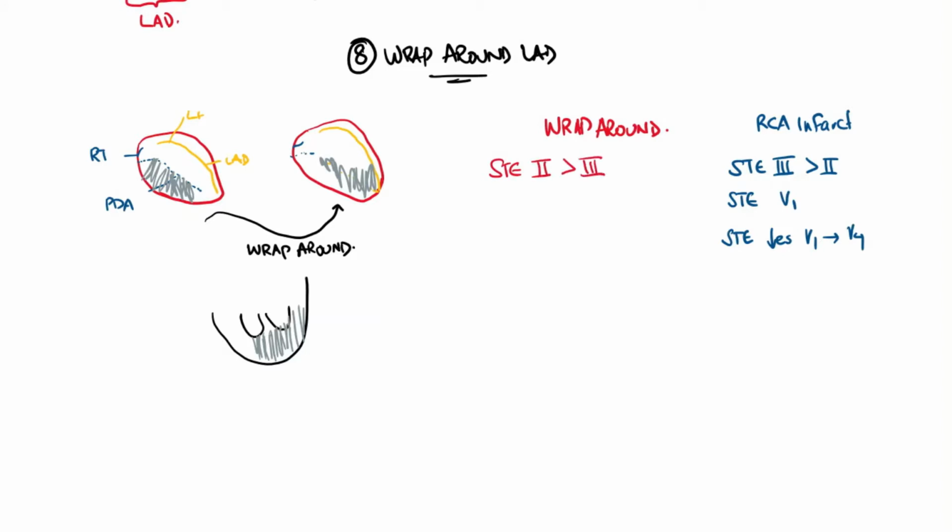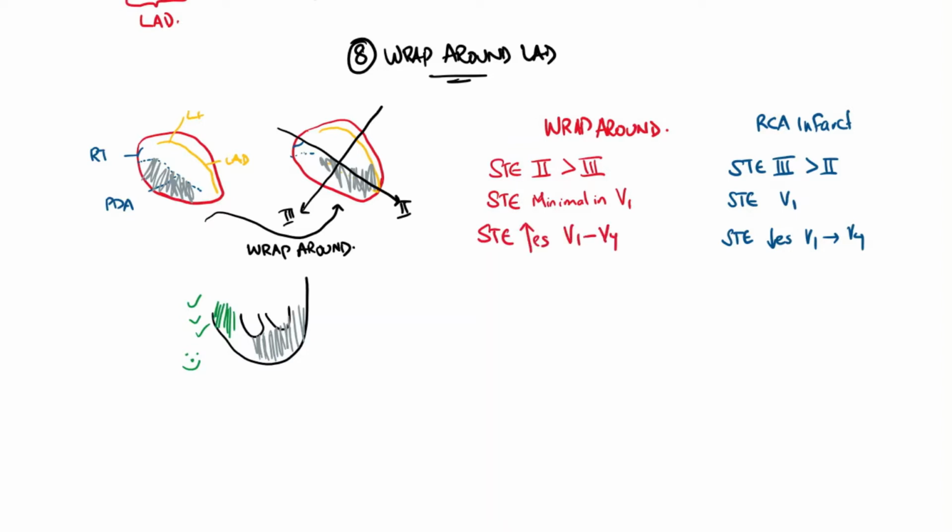In a wraparound LAD, the ST elevation will be more in lead 2 as compared to lead 3. Now the opposite is happening over here because the infarct is now more in line with lead 2. ST elevation in lead V1 is going to be minimal because the right side of the heart is relatively okay. And ST elevation will become progressively higher as you progress from V1 to V4 because you're going into the territory of the left ventricle and the infarct.